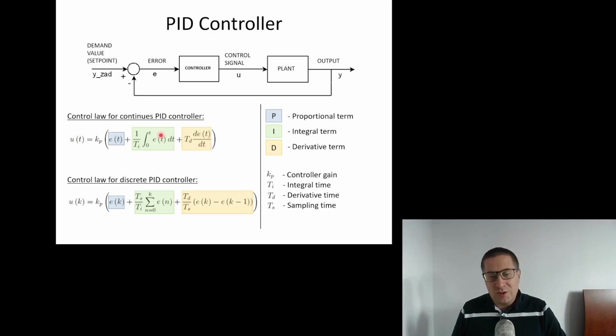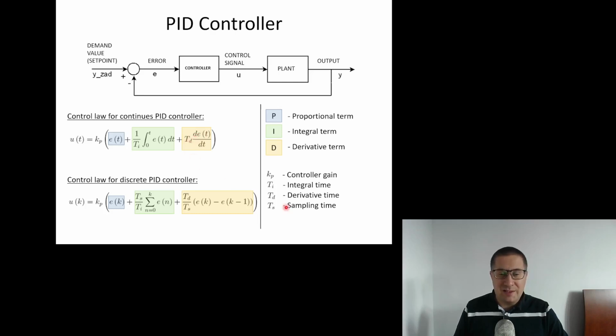And of course, we can decide what is the weight related with each term, what is the gain of each term. So in case of the integral term, this gain is expressed by 1 divided by the integral time. This Ti is integral time. And here this Td, this is the derivative time, this is the gain of the derivative term.